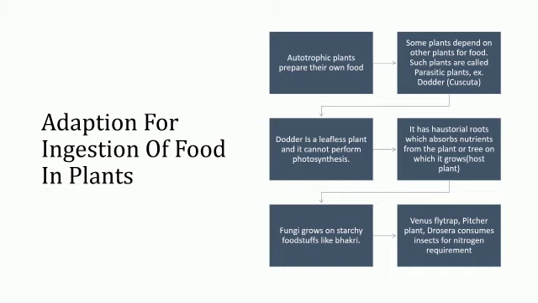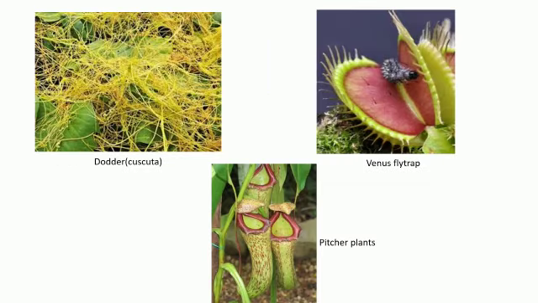It has haustorial roots for absorbing nutrients from the plants on which it grows. Haustorial roots are also called sucking roots. Example, a dodder plant growing on a mango tree will absorb nutrients from the mango tree, which is the host plant. Here are examples of dodder, that is the cuscuta, Venus flytrap and pitcher plant.